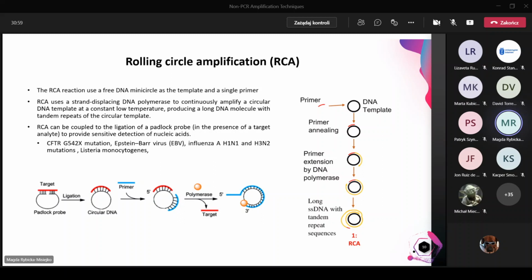After this circularization of the padlock probe, a primer and DNA polymerase are used to produce these long repeating DNA sequences, which can then be detected via a variety of methods. And this padlock probe has been used to detect several disease-related genes such as the cystic fibrosis transmembrane conductance regulator that leads to cystic fibrosis, detection of Epstein-Barr virus, or detection of influenza virus mutations.